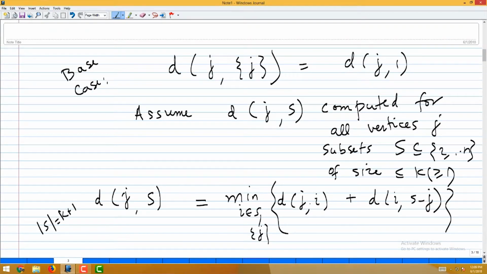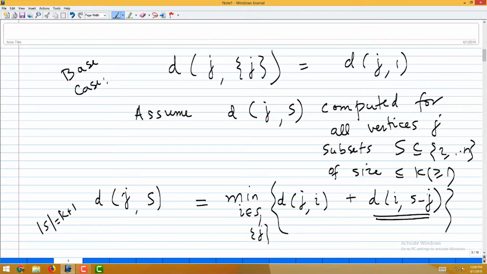This can be proved, because if you take any optimum path that starts from j, visits every vertex of S and goes to 1, and that optimum path goes to some particular i first, then whatever is the remaining must be d(i, S minus j). Now, this is already computed because it is a smaller sized set. So, you just have to pull it out from here.